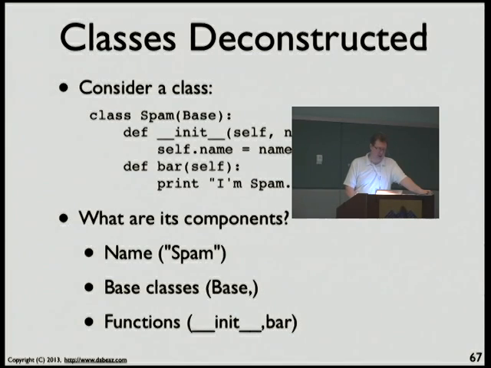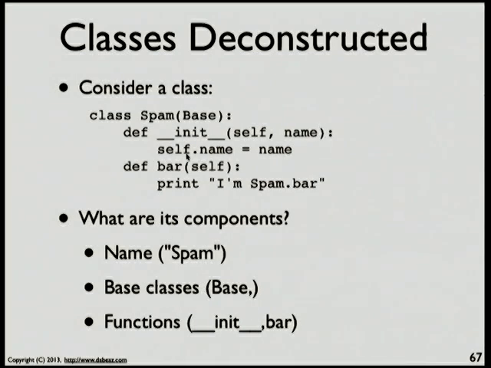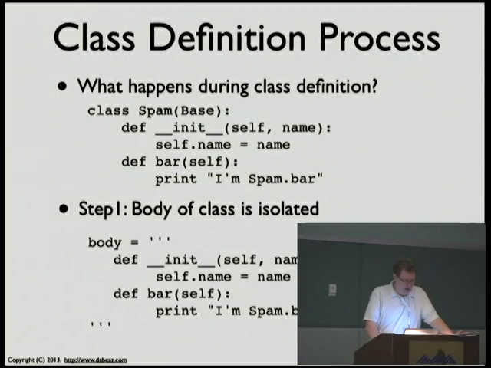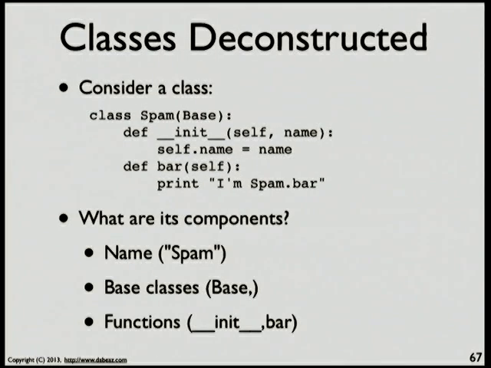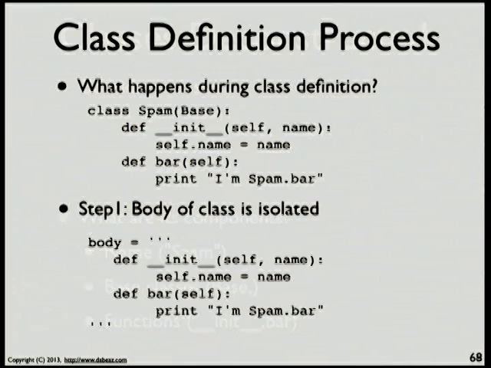So let's say you had a class spam, base, init, bar, something like that. If I were to ask you to deconstruct this thing, it's like, what is that? Well, it has a name, which is spam, and has a base class, which is base, and it has two functions that are in there, init and bar. It turns out that if you take all those components, this is sort of what happens when you define a class. It turns out that class definitions, basically the execution model, is that the body of the class gets isolated.